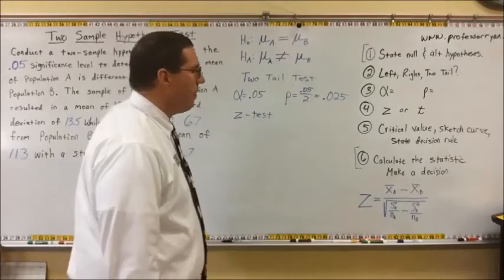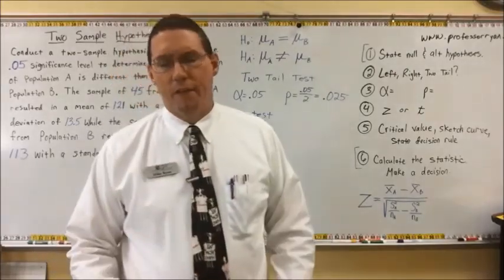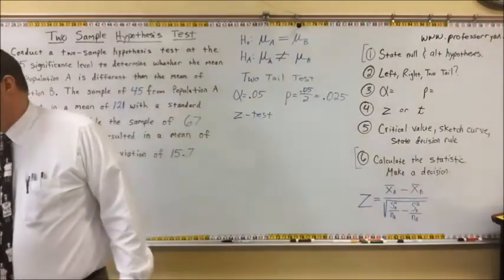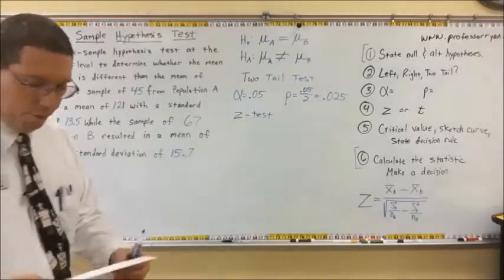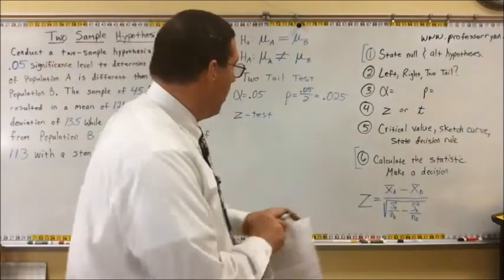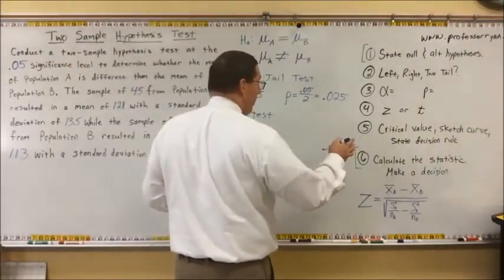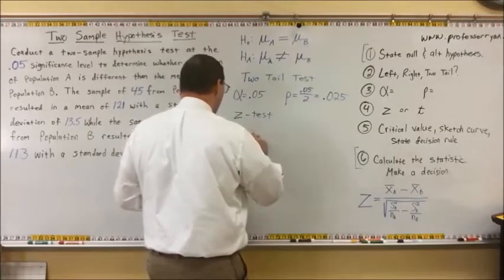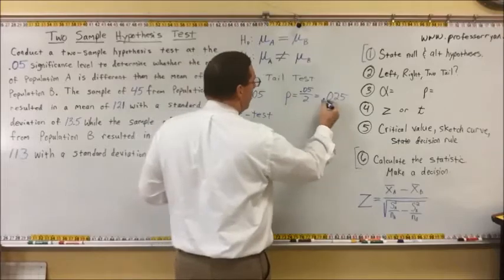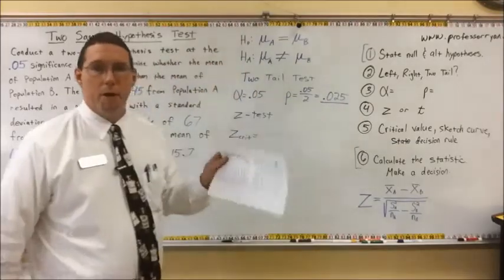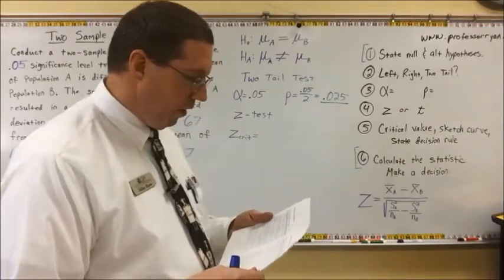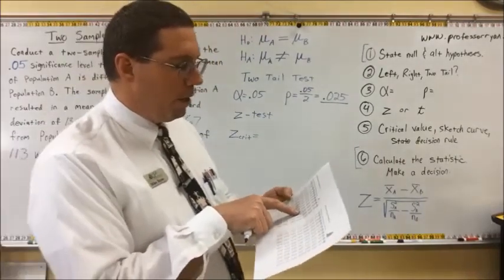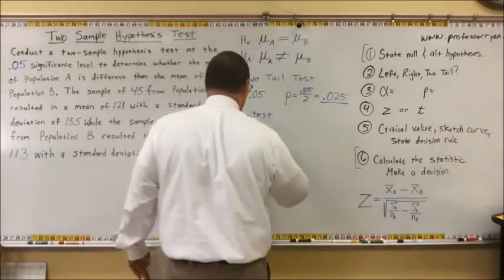Step 5, identify the critical value. So in order to identify the critical value, we're going to need a z-table. I have a couple z-tables right over here. All right, so hopefully you have a z-table also. And so in order to identify the critical z-value, which we'll call z-crit, we have to look up the p-value, 0.025. We've got to look that up in our z-table. So if I look up 0.025, here it is over here, I get negative 1.96.